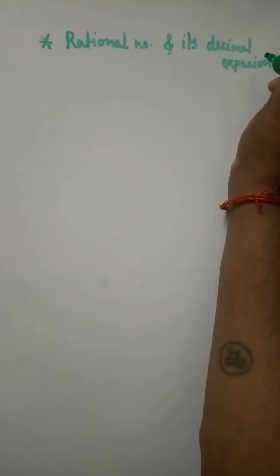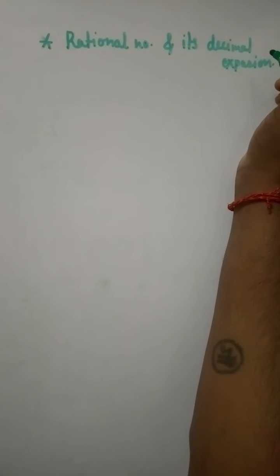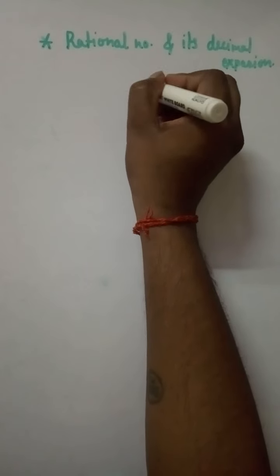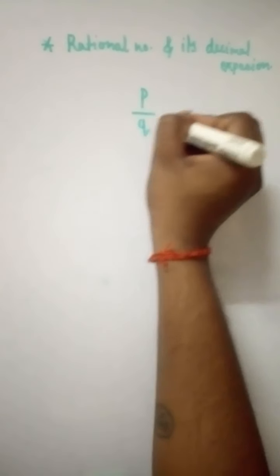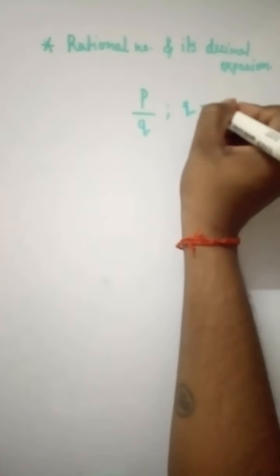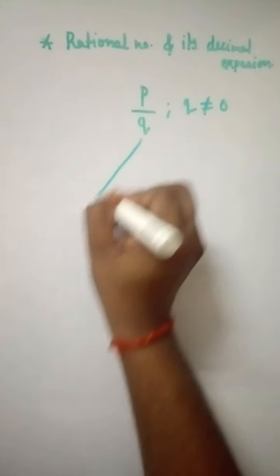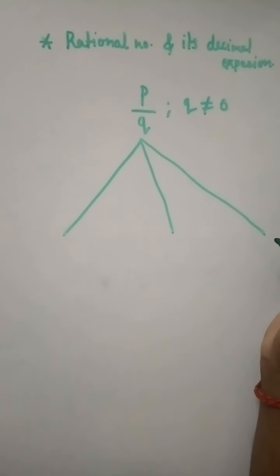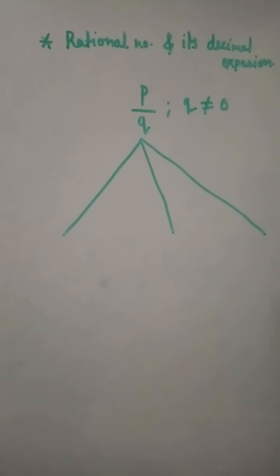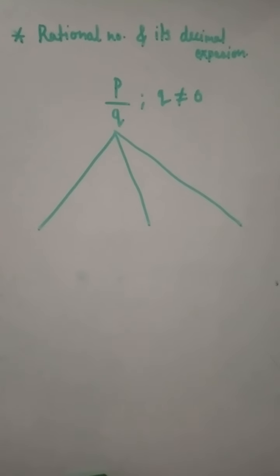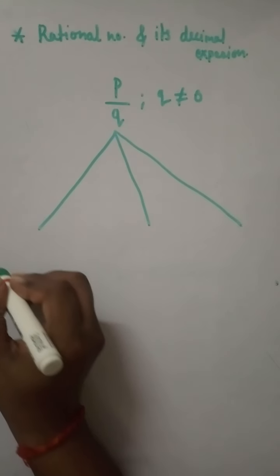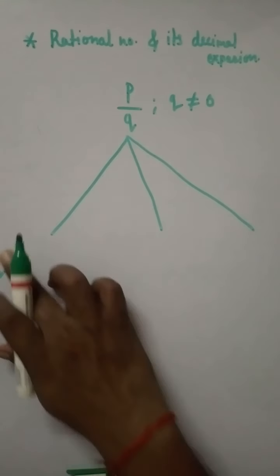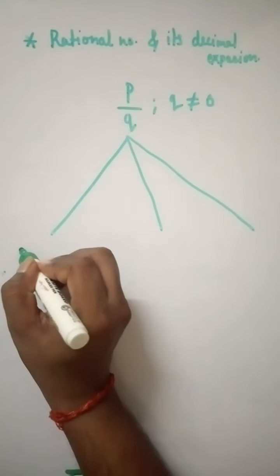In this case, there are three different cases that you need to understand. Suppose p by q is my rational number, where q is non-zero. I have three cases, which I'll explain through this video. These three cases are about the form of q.